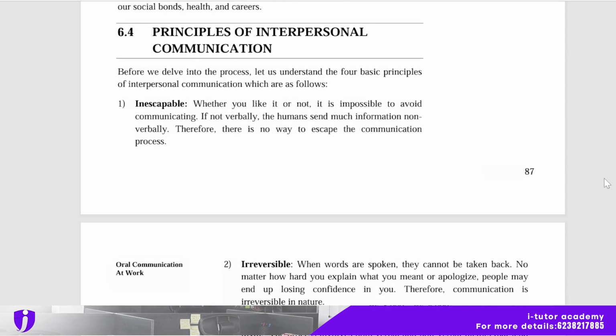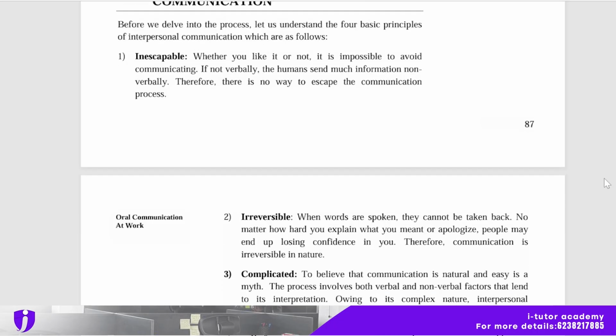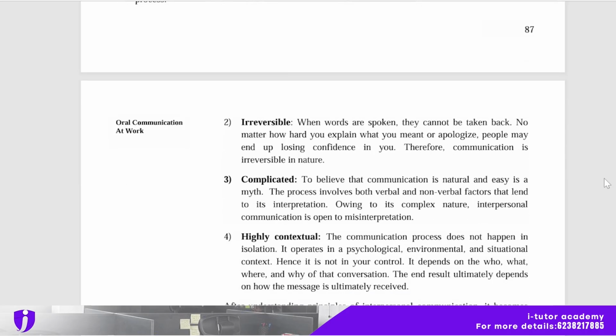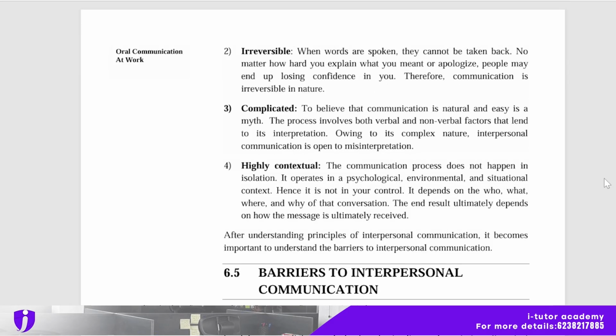Principles of interpersonal communication. What are the principles under this? The first is that it is inescapable. Whether you like it or not, it is impossible to avoid communicating. If not verbally, humans send much information non-verbally. Therefore, there is no way to escape the communication process. Next, it is irreversible. When words are spoken, they cannot be taken back. No matter how hard you explain what you mean or apologize, people may end up losing confidence in you. So communication is irreversible in nature.